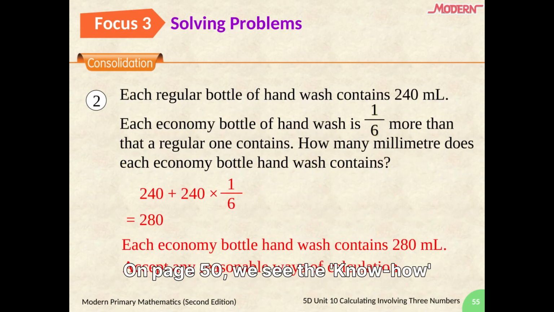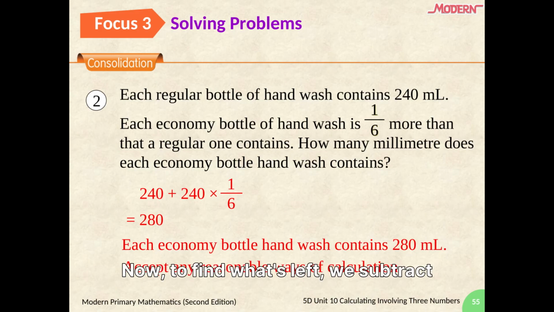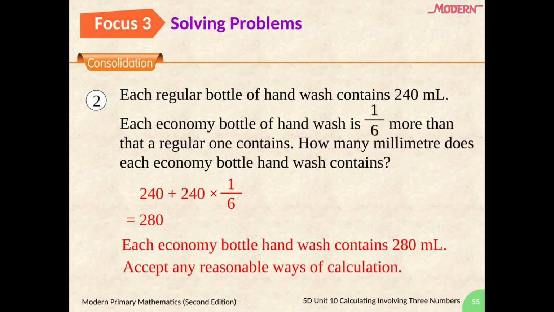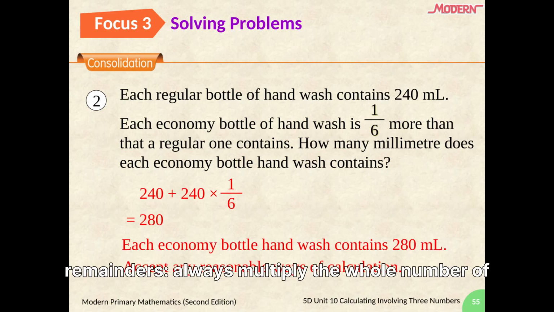On page 50, we see the know-how for finding the leftover liters. We used 11 bottles, and each bottle holds 3/5 of a liter. So, the milk used is 11 times 3/5, which is 33/5, or 6 3/5 liters. Now, to find what's left, we subtract that from our starting 7 liters. 7 minus 6 3/5 equals 2/5 of a liter left. Look at the difference. Our division gave us 2/3 of a bottle, but our subtraction shows that equals 2/5 of a liter. This slide is a master rule for remainders.